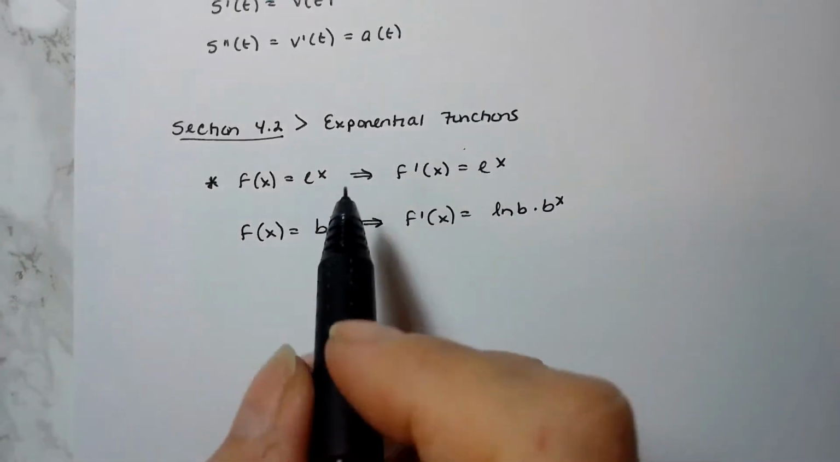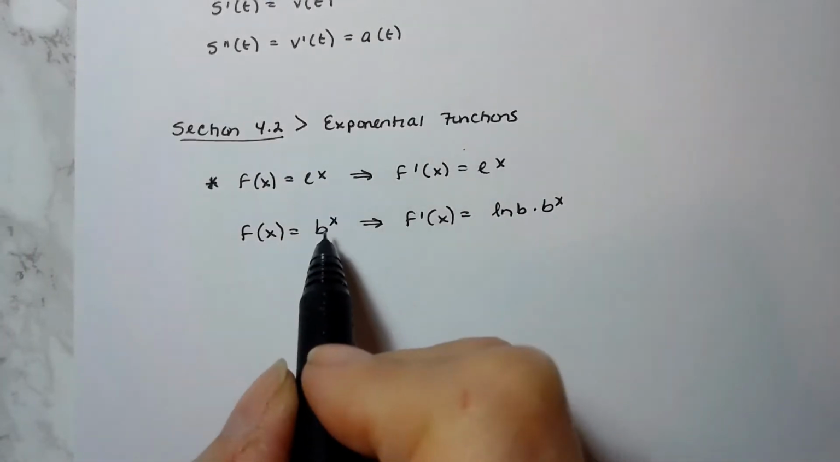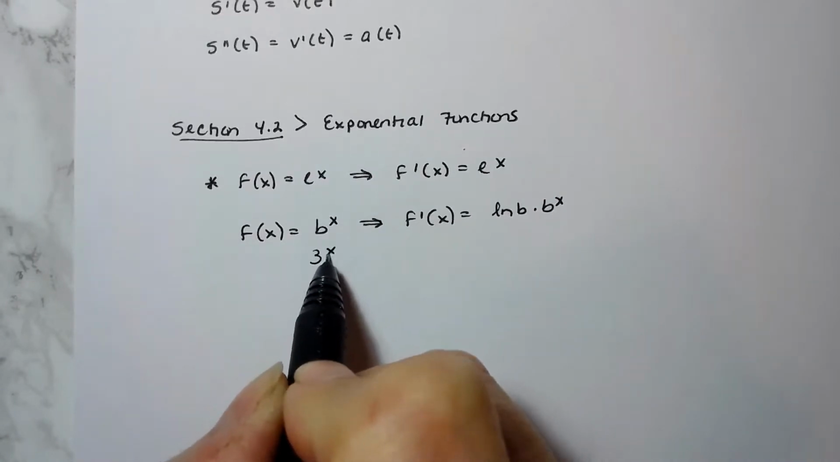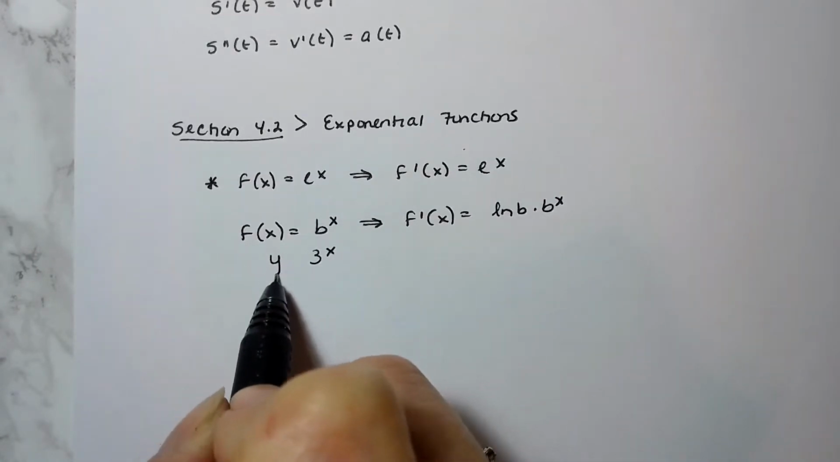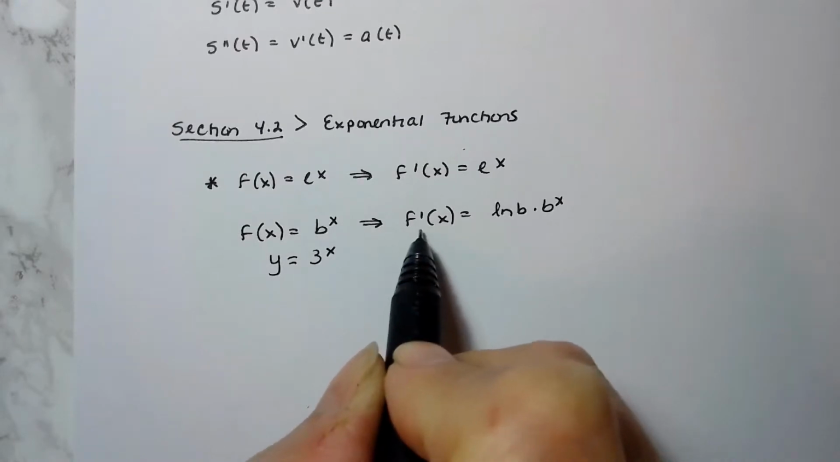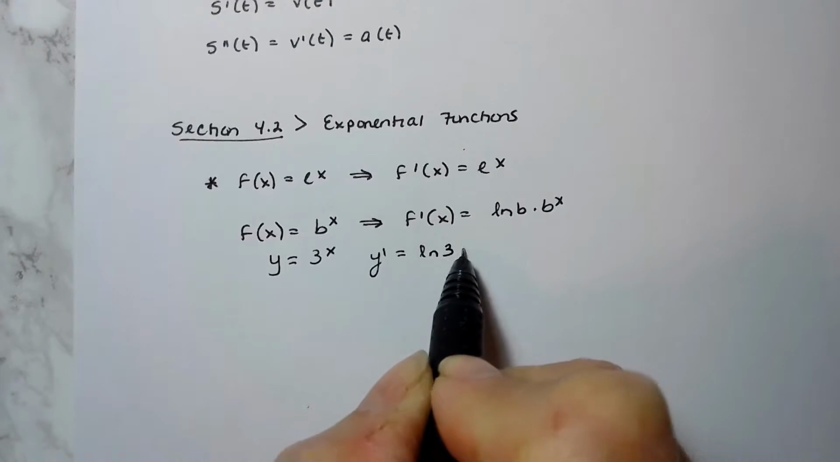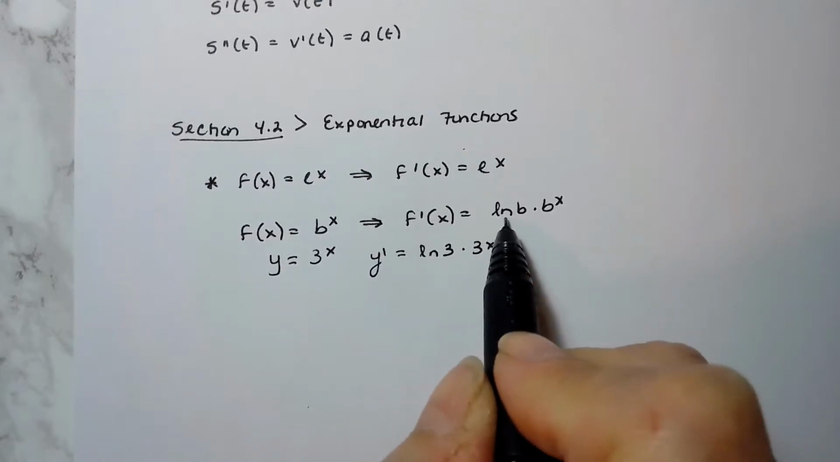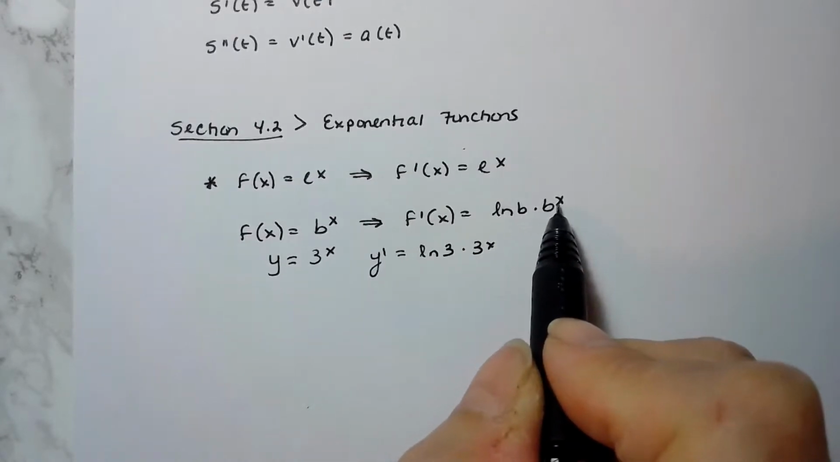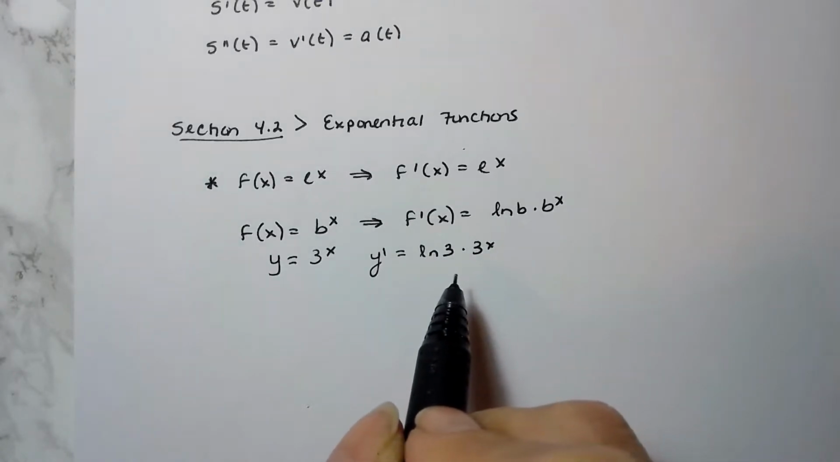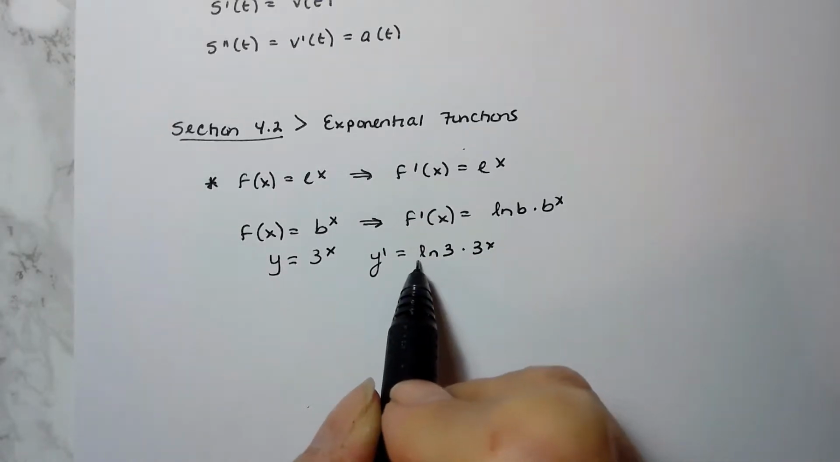For b to the x, it's a little bit different because it's not a special. But if you have, say, 3 to the x, then if y equals 3 to the x, then we can say that the derivative, based on this rule, is ln 3 times 3 to the x. It's the natural log of the base times the base to the x. And you can never, ever, ever alter that base, no matter what. This is just some number.